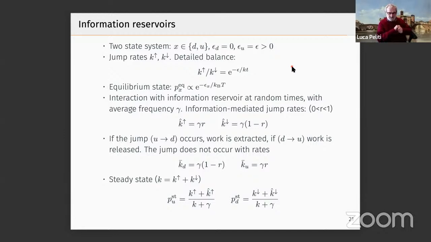Now, when the interaction happens, the idea is that you can go from the lower state to the upper state, provided that the state of the tape is equal to one, and you can go down only provided that the state of the tape is equal to zero. So if the jump occurs and you go from up to down, the work is extracted. And if you go from down to up, the work is released. And of course, the jump does not occur if you have the wrong bit on the tape.